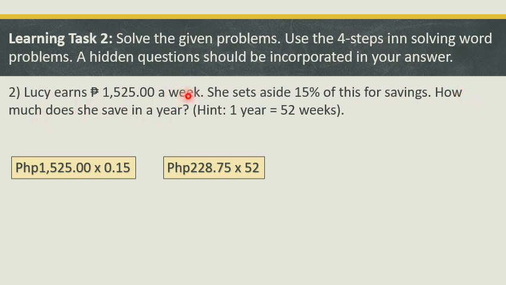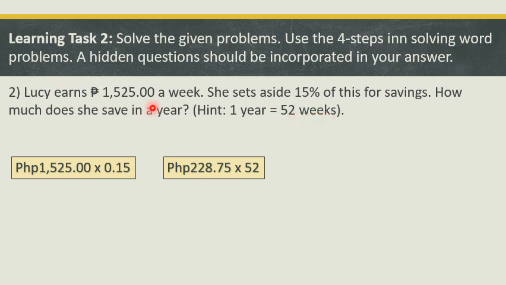So, ito kada linggo siya. So, kada linggo siya nagsisave ng 15% dito sa kanyang kinikita. Ngayon, ilan daw pag isang taon? So, napakadami nun, di ba? So, di ba ang kada isang buwan, ilang linggo ang isang buwan? 4. So, sabi dito, may hint naman siya para hindi nyo na daw isolve kung ilang weeks ang isang taon. So, 52 weeks daw ang isang taon.